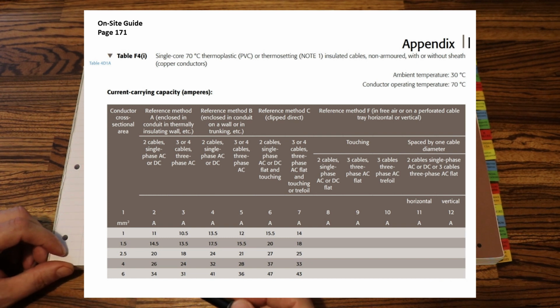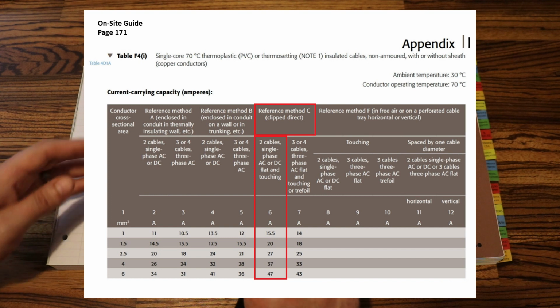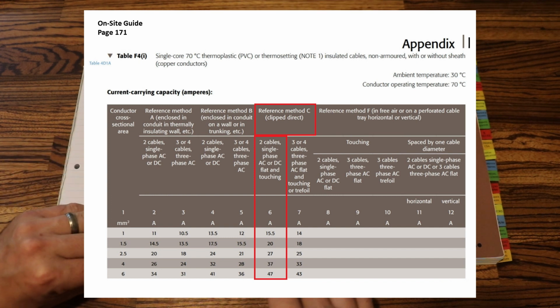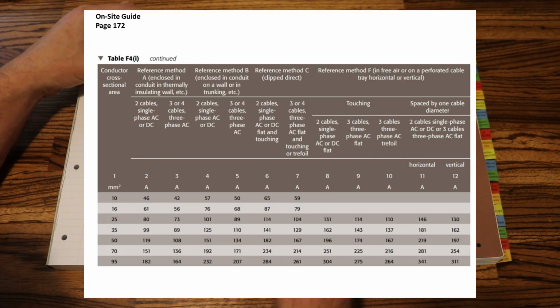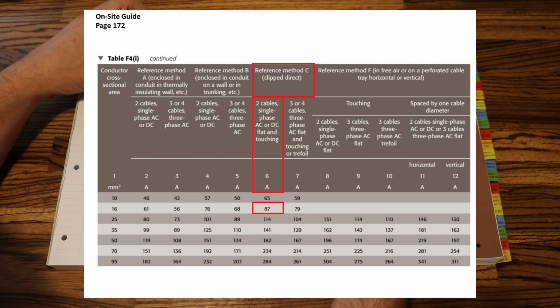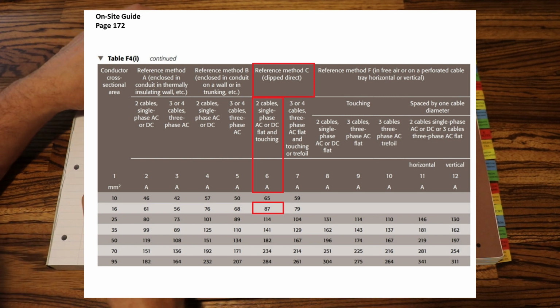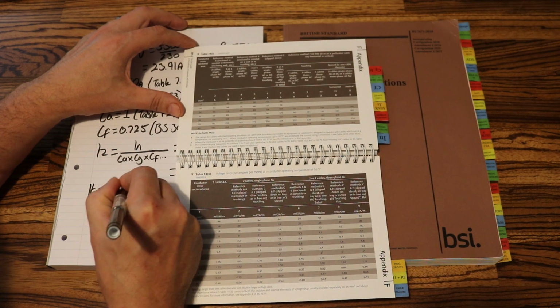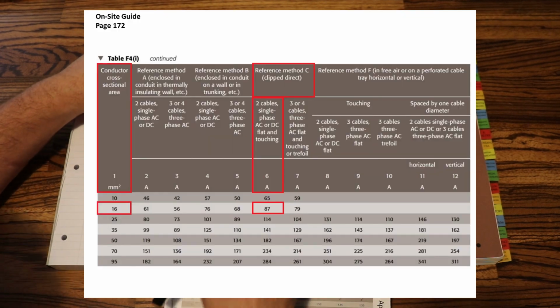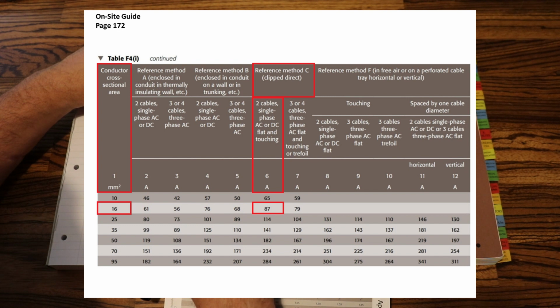So we've got to look at our reference method first. Ours is clipped direct, which will be reference method C. Going down to reference method C, that is columns 6 and 7. Column 7 says 3-phase and column 6 says single phase. So we are going to be looking at column 6, and we just go down column 6 until we find a value that is 69 or above. So I'm going to turn the page because it's not great enough on that table. So I'm now on page 172, staying in column 6, I find 87. So my IT is 87 amps. And we go along to column 1 at 87 and we see what size cable that is.